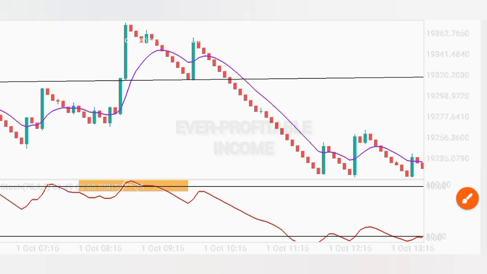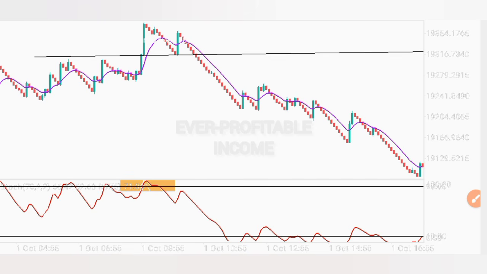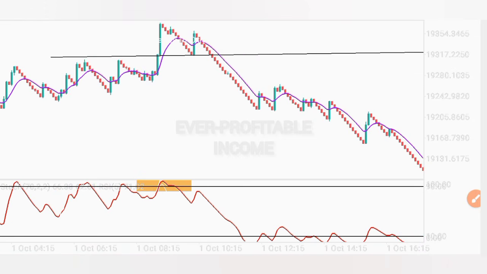So this is how to use the strategy. It is a combination of what? The stochastic oscillator and then your price action knowledge. So I want you to use this strategy to milk your broker and make massive profits out of the market.